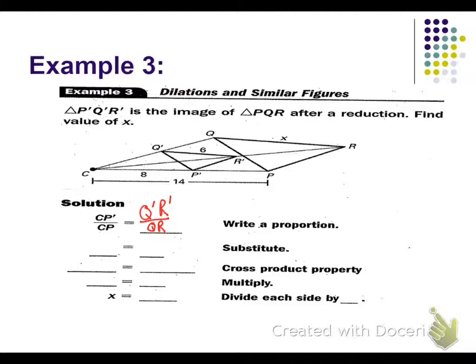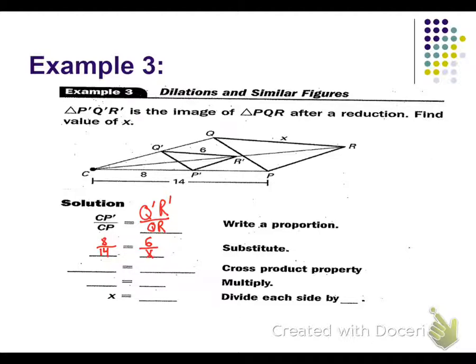Now we're going to substitute in the length. So what is the length of P prime? It's 8. Nice job. And then we have CP, which is 14. Thank you. And then we have QR prime, which has what distance? 6 over QR, which is? Just X, yep. So now we've set up the proportion and we've substituted in for our proportion.